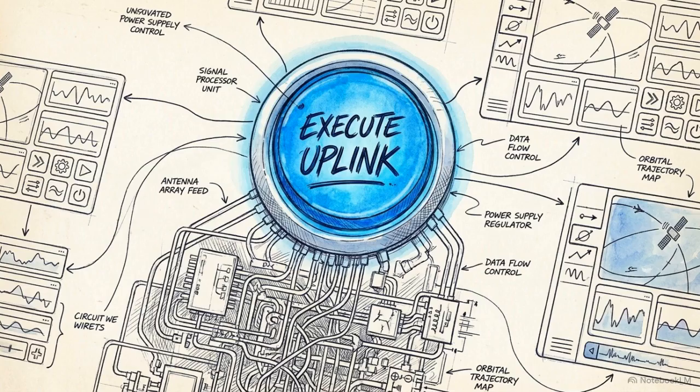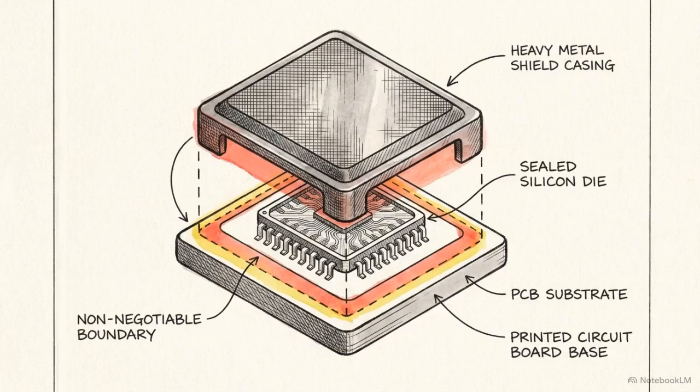The ground station dashboard simply issues a generic transmit command. The encapsulated object handles the complex, device-specific hardware routing behind the scenes. In this context, object-oriented programming operates strictly as a physical risk mitigation tool used to enforce non-negotiable operational boundaries on hardware.